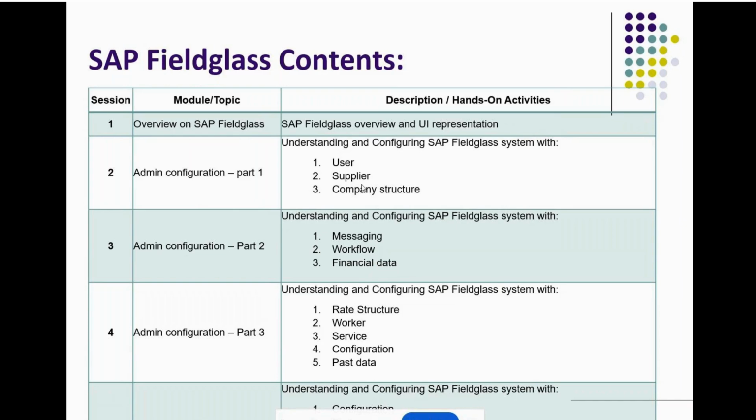Under suppliers, we have the supplier invitation part. We have the vendor management part. We have vendor master data. Under company structure, we go with legal entity, business unit, site, location, cost centers, these things. So these are just the high level. So this admin configuration is a standard naming? No, these are the standard namings. These are the standard namings.